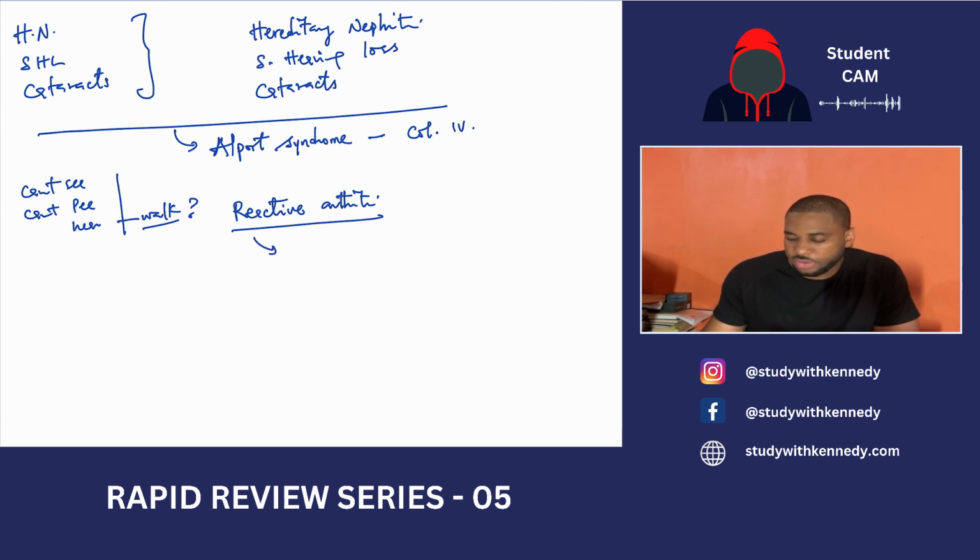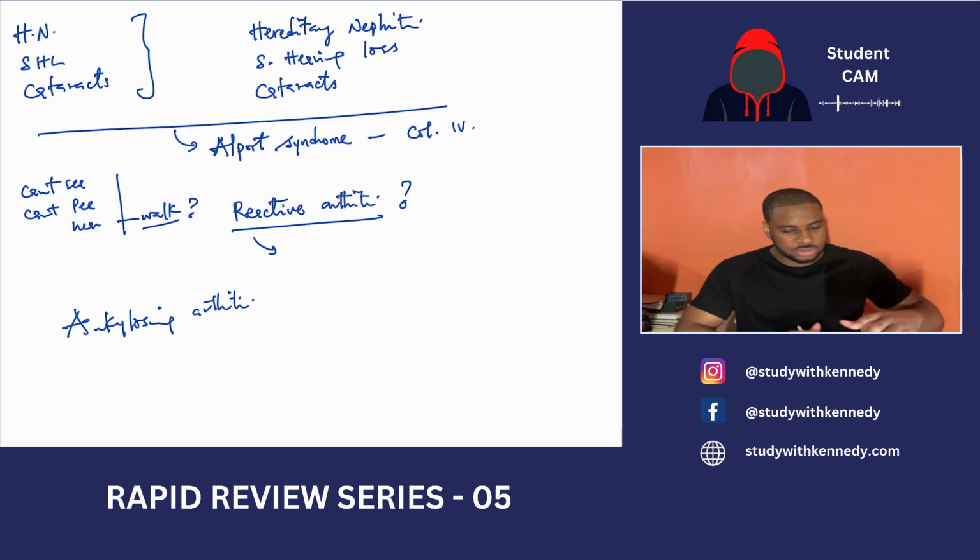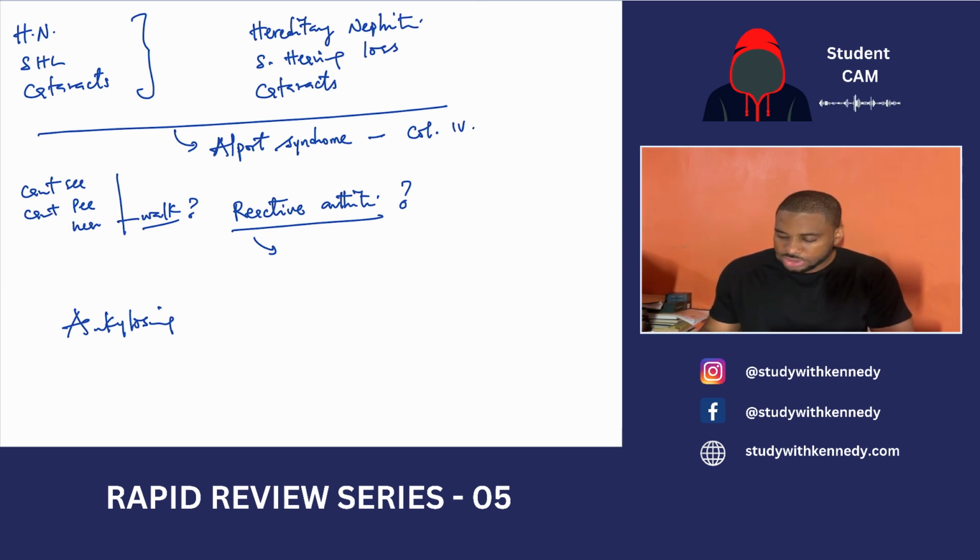Reactive arthritis can be caused by a number of things. What's the one big one? What infectious organism? Ankylosing spondylitis? No, ankylosing spondylitis is one of the seronegative spondyloarthritides, but it's not a type of reactive arthritis. Reactive arthritis is its own disease. Ankylosing spondylitis is its own disease as well. So, which infective organism would cause reactive arthritis?